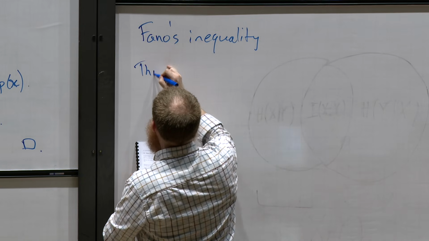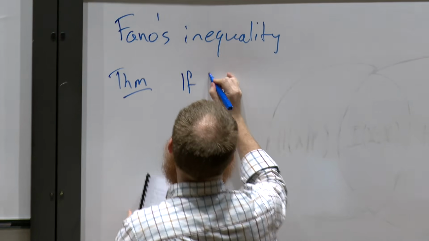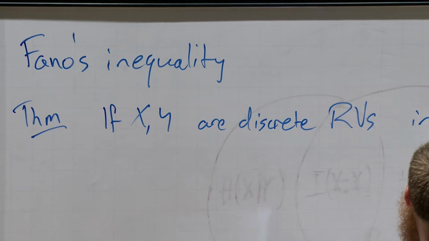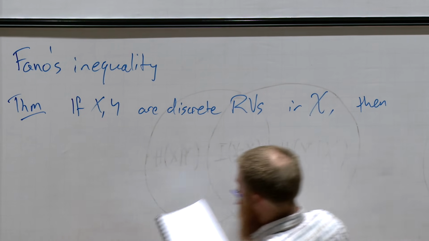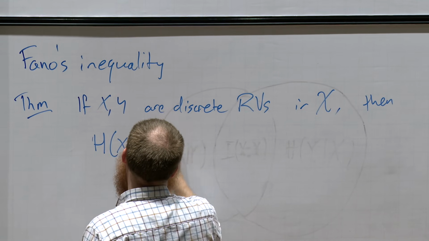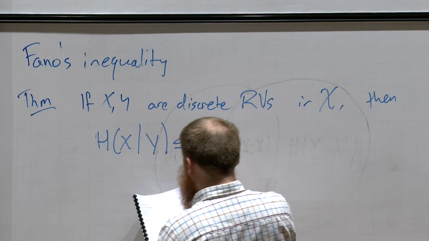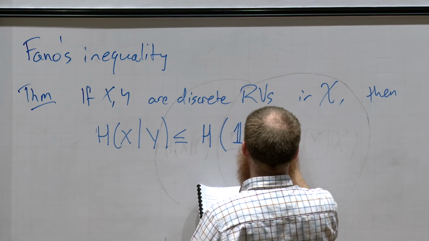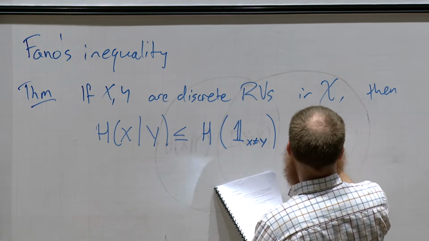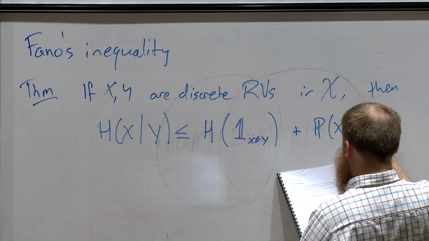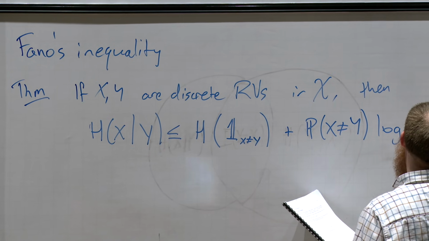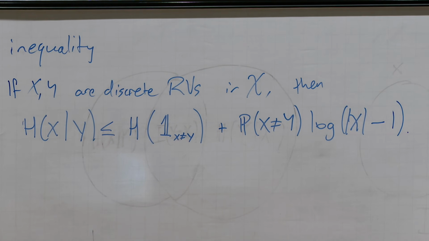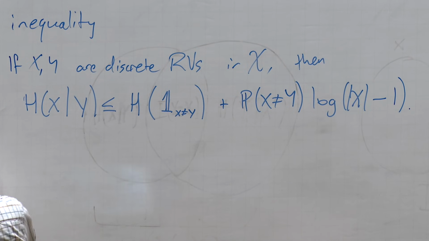Well, Fano's inequality is: if x and y are discrete random variables in x, then if I look at the conditional entropy of x given y, this is bounded above by the entropy of the indicator function of x is not equal to y, plus the probability that x is not equal to y times the log of psi, the log of the space, minus 1. Okay, so what's this telling me?